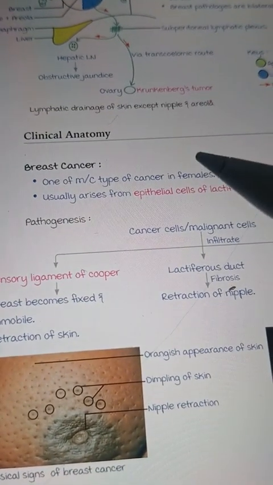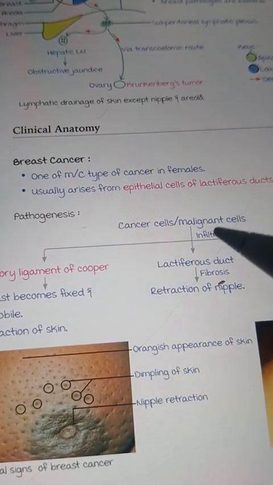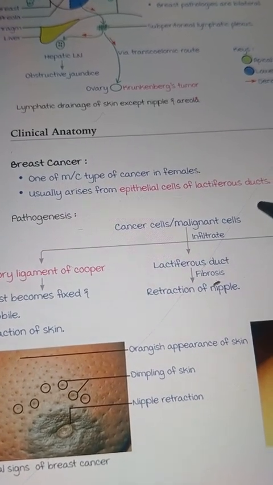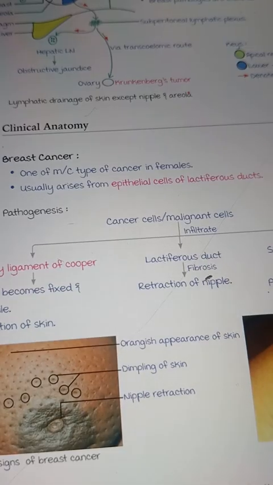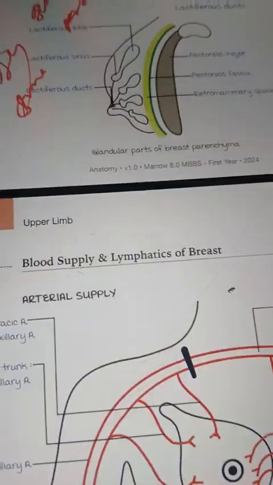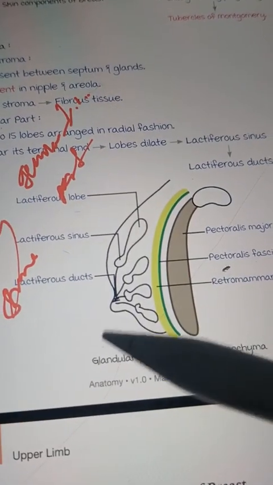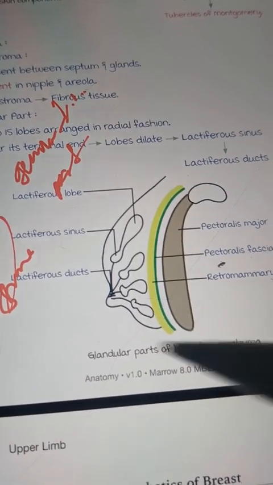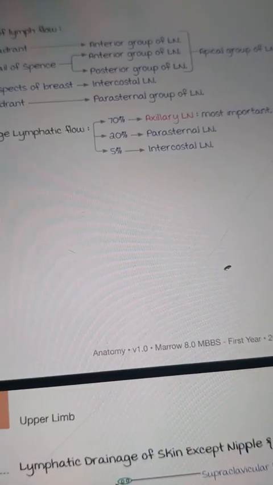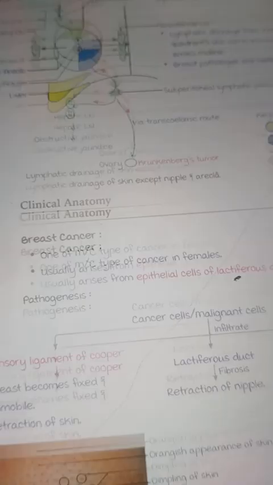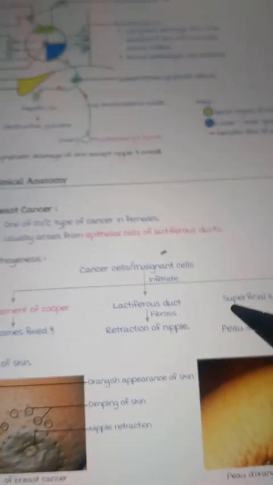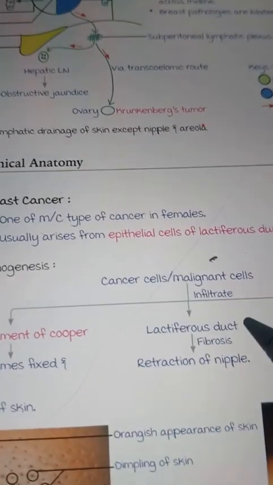Talking about the clinical anatomy of breast cancer, one of the most common types of cancer in females. It usually arises from the epithelial cells of the lactiferous ducts. Very much important, as we saw in this diagram over here, these are basically the lactiferous ducts. So it's from the lactiferous duct epithelial cells that breast cancer usually arises.